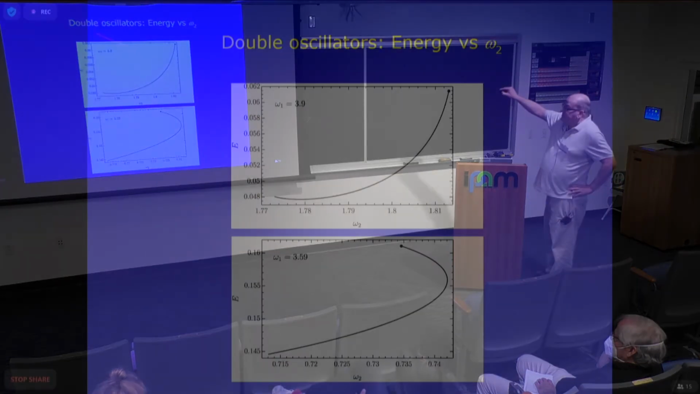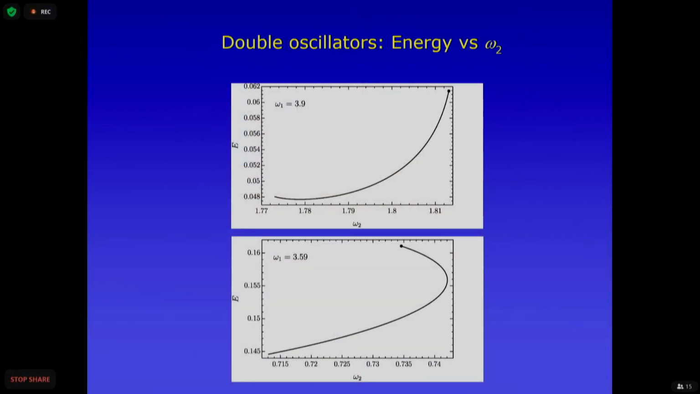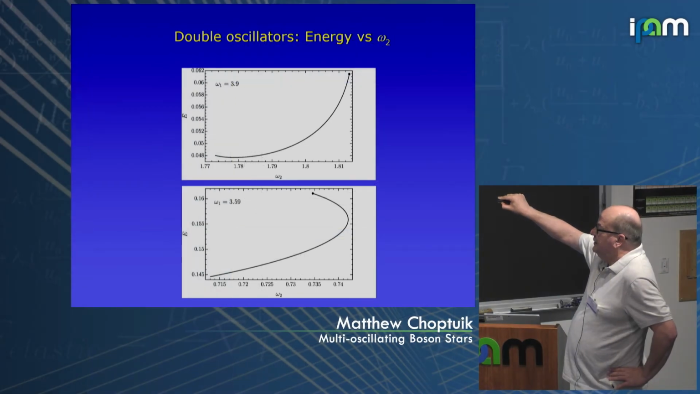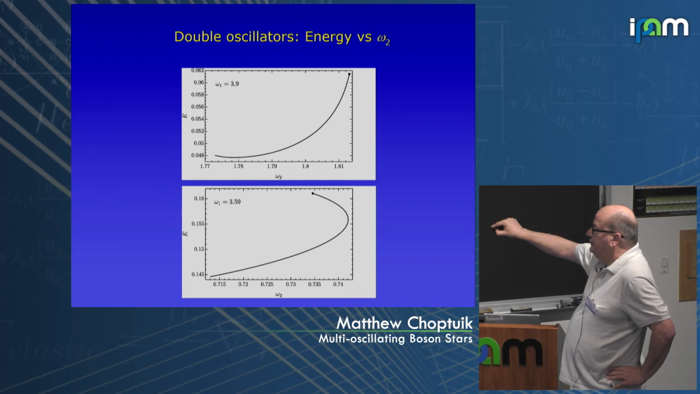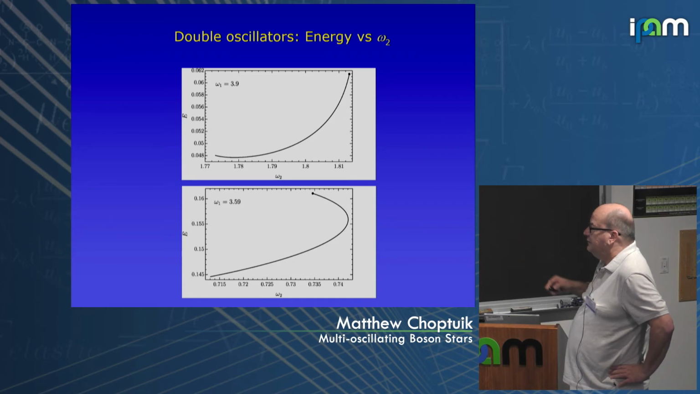So here are plots that show some of the behavior of the double oscillators for two values of omega 1. Omega 1 is a control parameter. Here it's omega 1 equal to 3.9, as omega 2 varies, and this is the energy. We get an energy minimum, so again we expect a change in stability at this point. And this is for omega 1 equal to 3.59. In this case, we pick up a turning point in frequency. We don't see the turning point in energy. We probably would, but we can't continue the calculations any further. They just get very expensive to carry out.